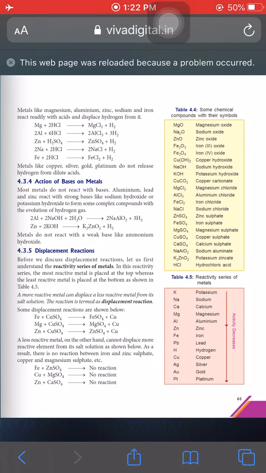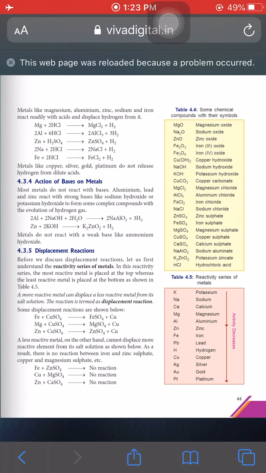Next is the displacement reaction. Before learning the displacement reaction, you can see Table 4.5, the reactivity series of metals. On this table, metals present on top have high reactivity. As we go down, the reactivity of a metal decreases one by one. So the most reactive metal is potassium and the least reactive metal is platinum.